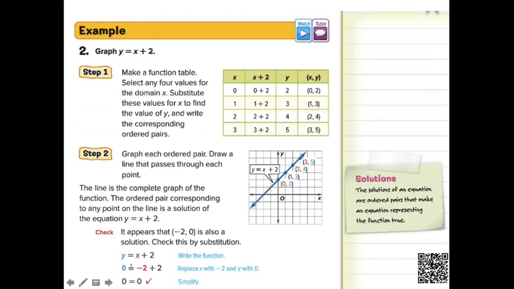So now let's take a look at another example. Graph y equals x plus 2. They give us all of our information here. Step 1, make a function table. Select any 4 values for the domain x. Substitute them in for the x, find the value of y, and write the ordered pairs.